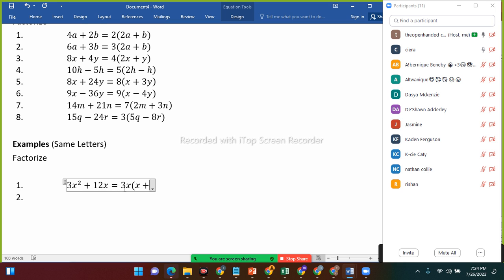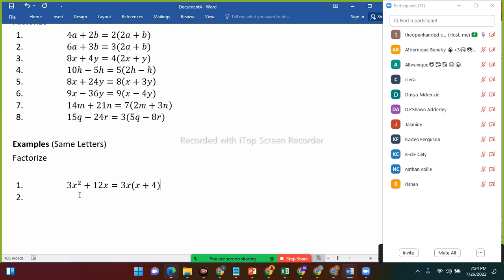What times 3 is 12? Okay, you say 4x, right? Now the reason why we can't put 4x is because if we say 3x times 4x, that'll give us 12x squared. And we don't want 12x squared because we only have 12x there, so we just move the x. So now we close the bracket. Good. Okay, so this is how we do it.